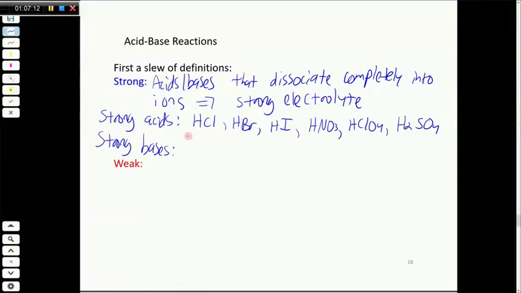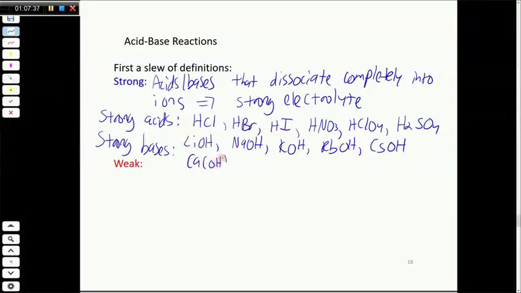That's going to be all of our group 1 hydroxides: lithium, sodium, potassium, rubidium, and cesium being the ones that are conventionally used. And then finally we would have the other soluble hydroxides that we talked about, the heavier group 2 hydroxides. So calcium, strontium, and barium.